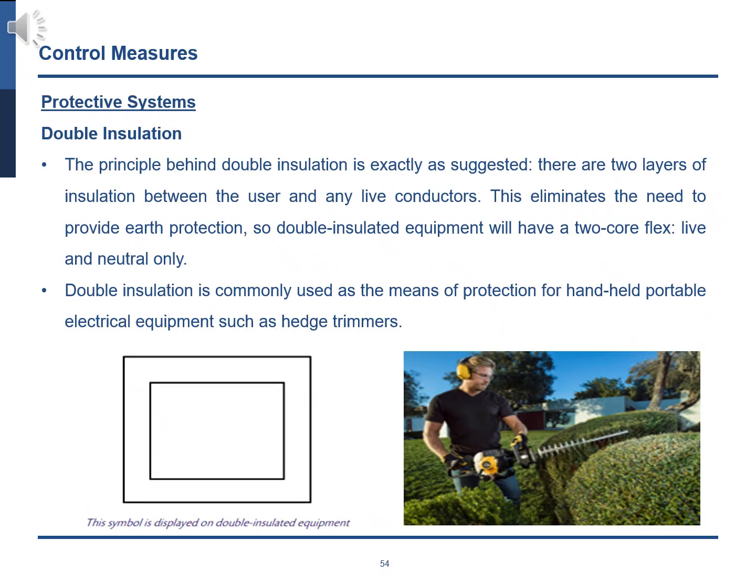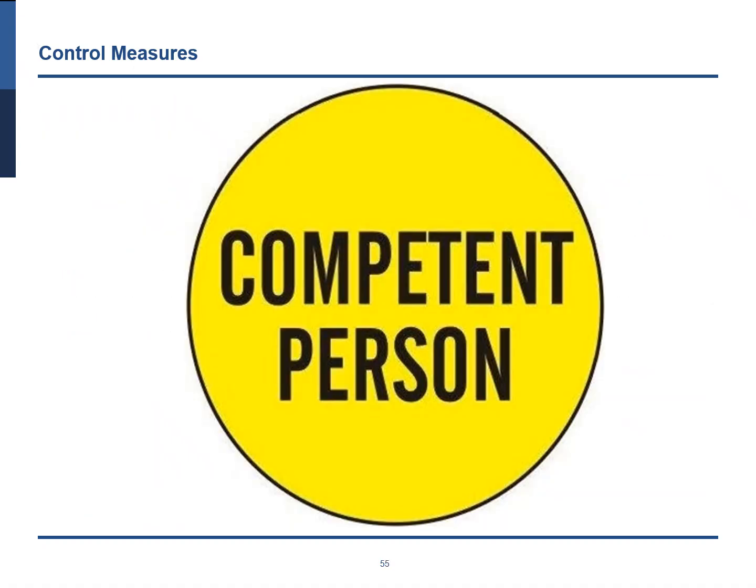Double insulation. The principle behind double insulation is exactly as suggested. There are two layers of insulation between the user and any live conductors. This eliminates the need to provide earth protection, so double insulated equipment will have a two-core flex, live and neutral only. Double insulation is commonly used as the means of protection for handheld portable electrical equipment such as hedge trimmers.